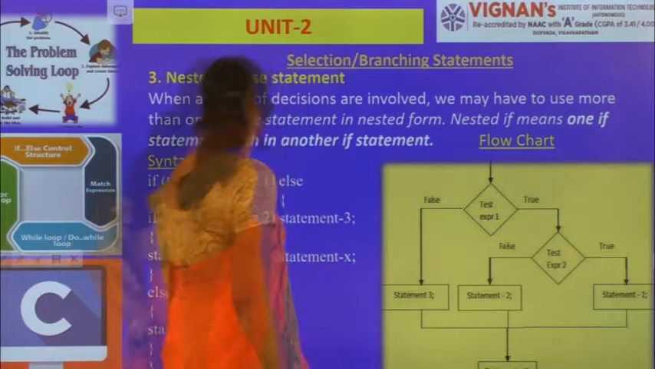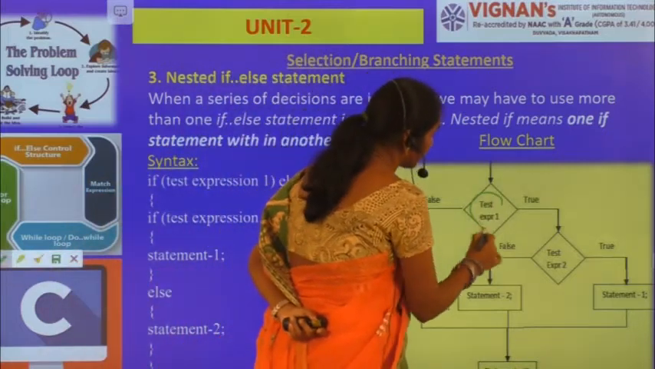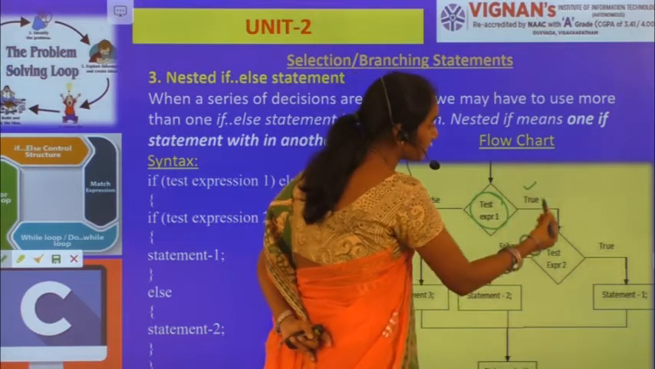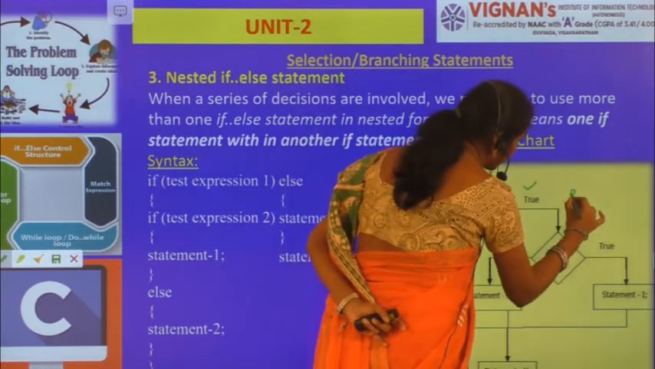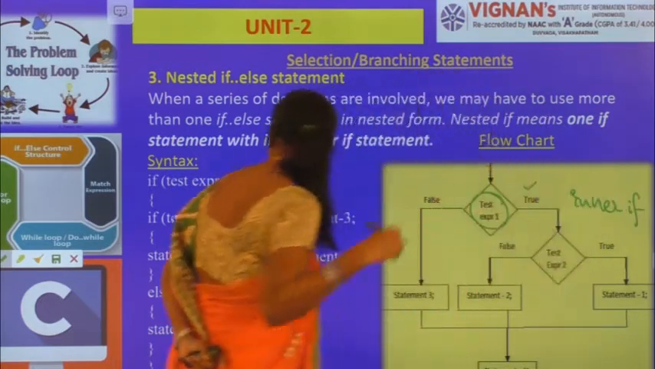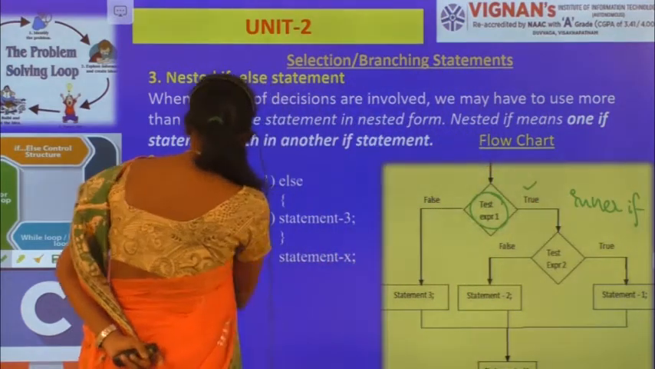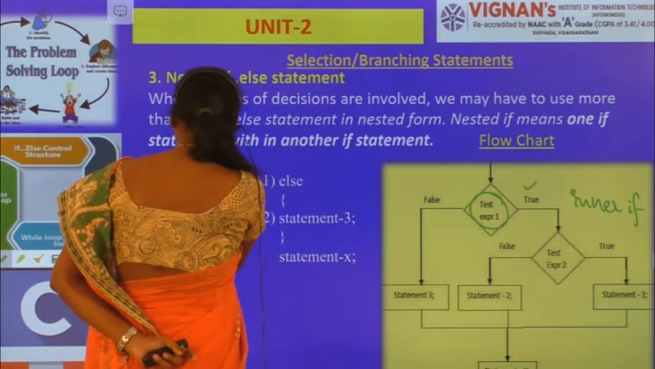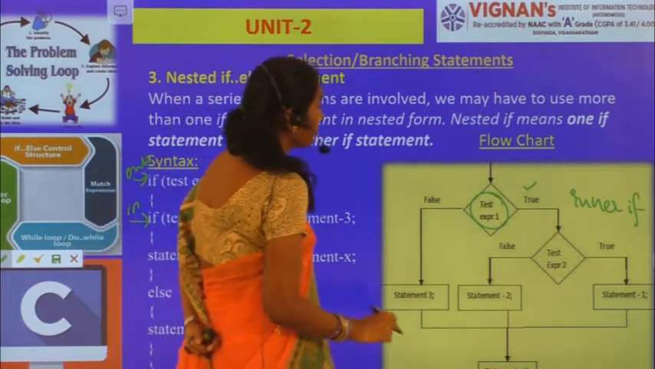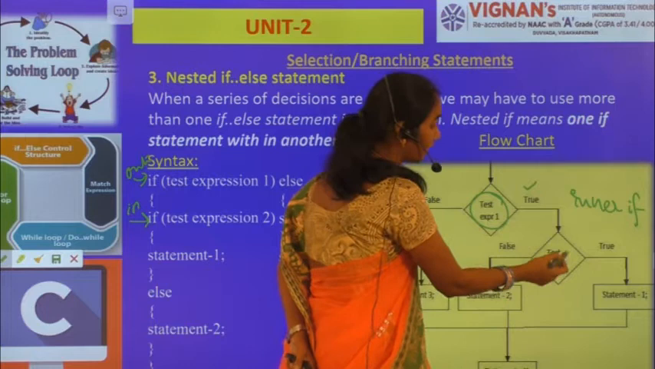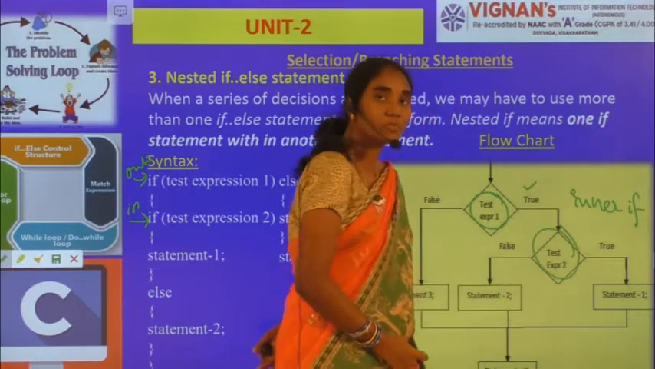Now let us consider this test expression 1 evaluates to true. If this evaluates to true, then it simply enters into the inner if. This is your inner if statement. This is your inner if, and this is your outer if. So now it simply enters into the inner if statement, and this checks for test expression 2.